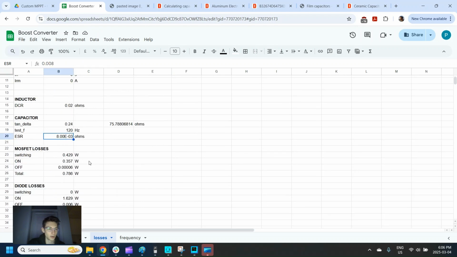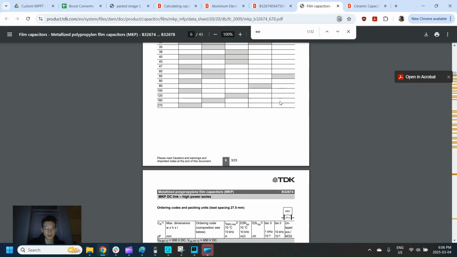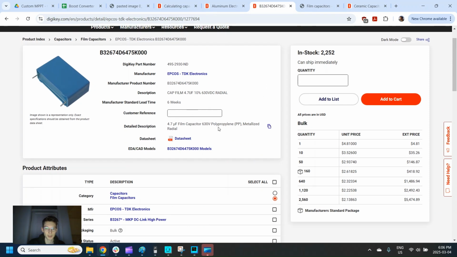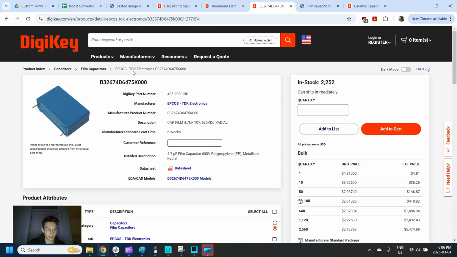Actually, even if we go up to say like 30 milliohms, we're still not really affecting our efficiency here. So film capacitors to me seem like a good option. Any of these seem all right. They have the right frequency, voltage rating, that kind of thing. I won't pick a specific one, but definitely there are options in here that seem good.